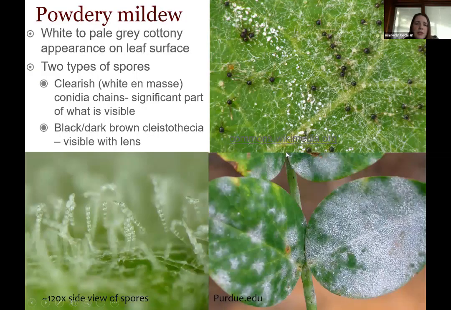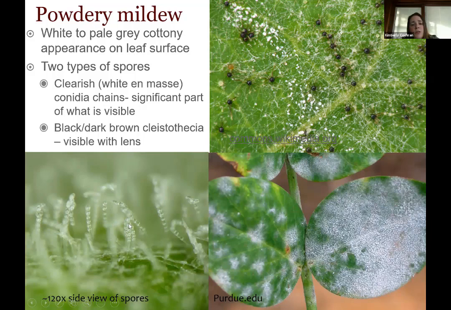All right, powdery mildew is another super common fungal problem that I come across. It usually comes in as a kind of pale gray to white, cottony substance on top of the leaf. And when you look really closely, the most common type of spore is what we call conidia. These are asexually reproduced spores, so they're genetic clones of the parent fungus, and they're clear, even though in mass it looks white. This is by far the most frequent type of sporulation we have.